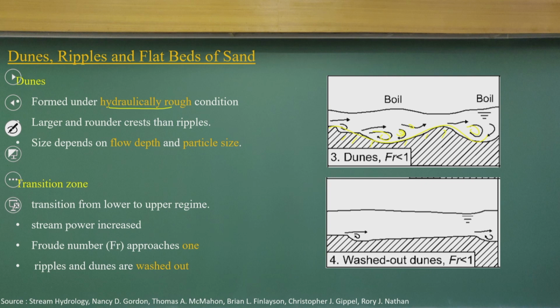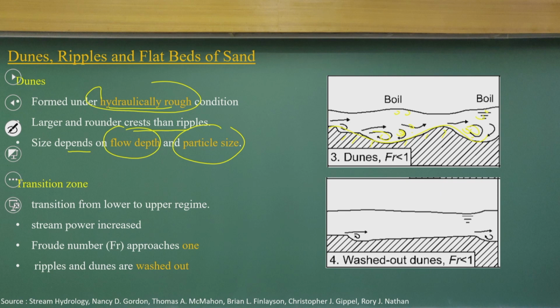That is, hydraulically rough conditions will prevail, and the larger, rounder-crested dunes will form rather than ripples. The size depends upon the flow depth and the particle size. Because of these sand dome formations, there will be boils, and there will be vertical vortex presence.